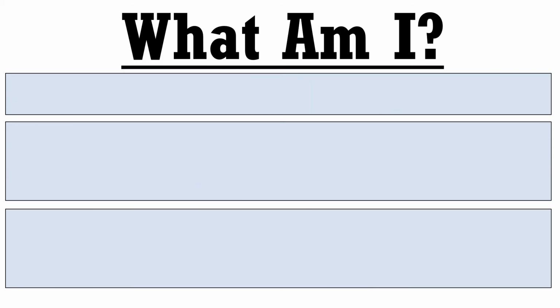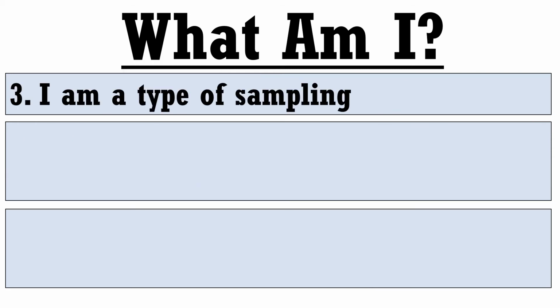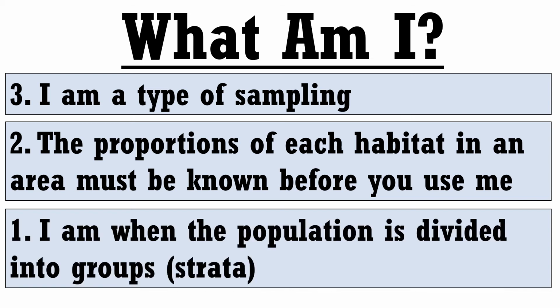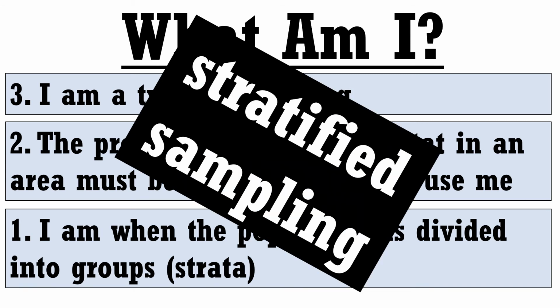Second one, I am a type of sampling. Or 2, the proportions of each habitat in an area must be known before you use me. Number 1, I am when the population is divided into strata or groups. So this one is stratified sampling. The strata at the end is the giveaway there.